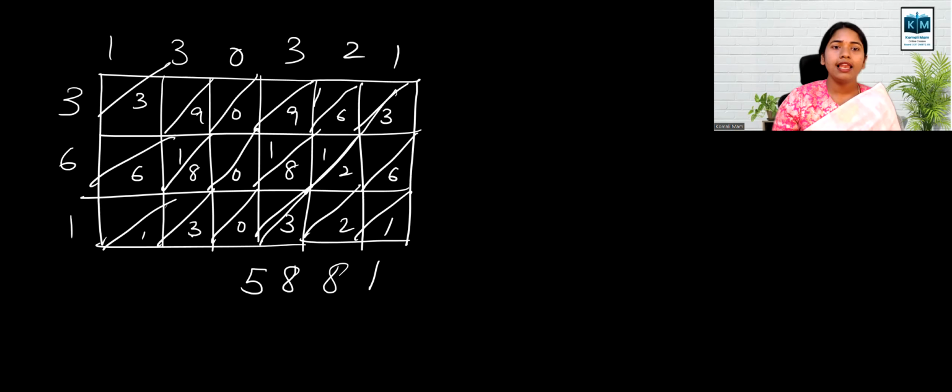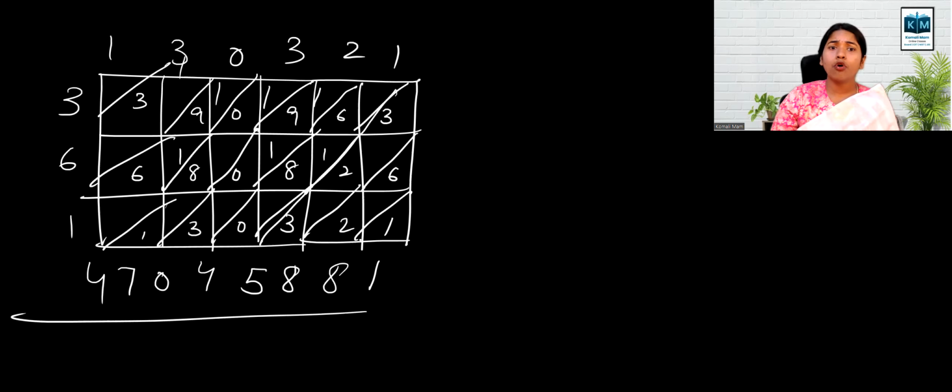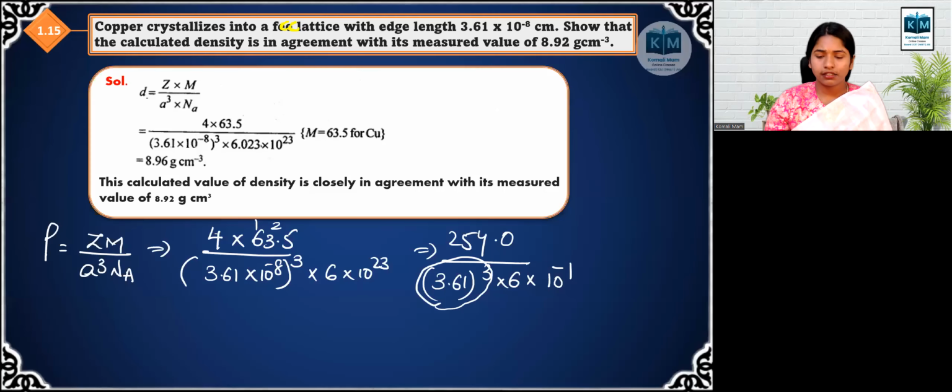10, 11, 11 plus 3, 14. 1, 10, 10 plus 16, 17, 7, 1. So 4, 7, 0, 4, 5. This is 4, 7. Some value came, no? 4, 7, some value came.